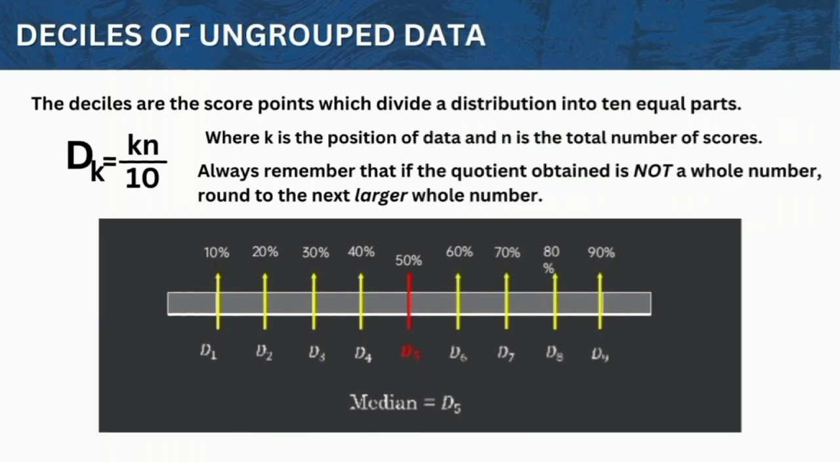The next quantiles to be discussed are the deciles of ungrouped data, which are the score points that divide the distribution into 10 equal parts. This is the formula, where k is the position of data and n is the total number of scores. Always remember that if the quotient obtained is not a whole number, round to the next larger number. The median is none other than the 5th decile.